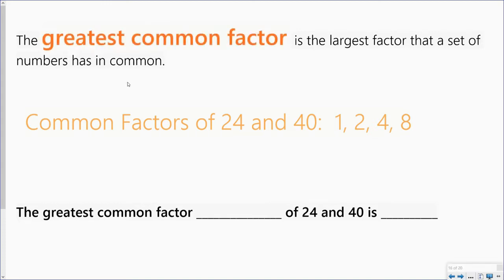The greatest common factor is the largest factor that a set of numbers has in common. Again, here's my list of common factors of 24 and 40. Now I want to look at the greatest one, or what's the biggest one? Well, that happens to be 8. So the greatest common factor, or for short, we use the initials GCF, of 24 and 40 is 8.